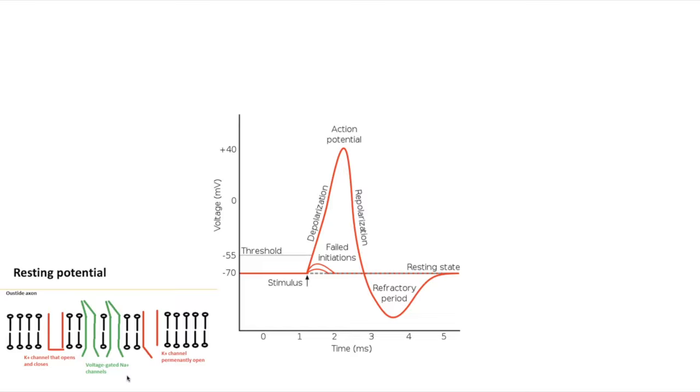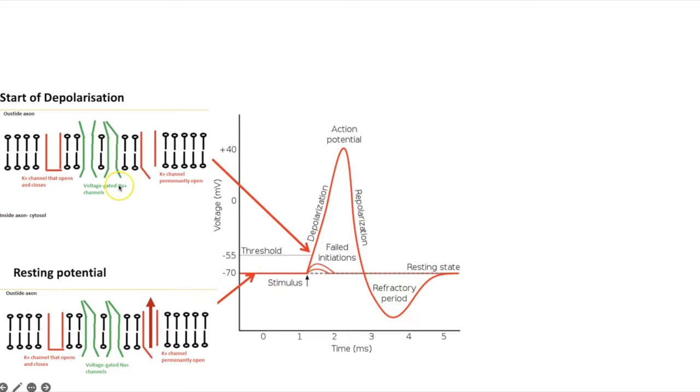However, those channels only open when there is a particular voltage, whereas we have some potassium ion channels which are permanently open. So that's what's happening at our minus 70 millivolts for the resting potential. But if there is a stimulus, that stimulus causes some of the voltage-gated sodium ion channels to open. And as a result, sodium ions are going to diffuse in. And that causes the voltage to become more positive.